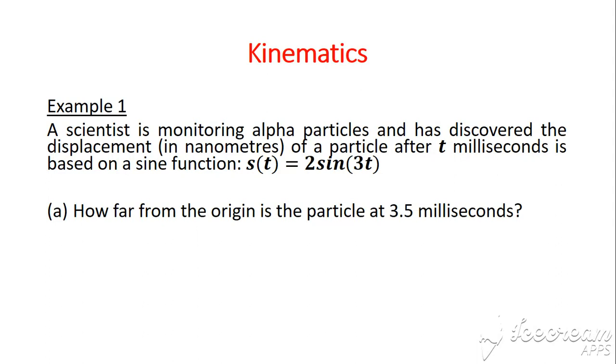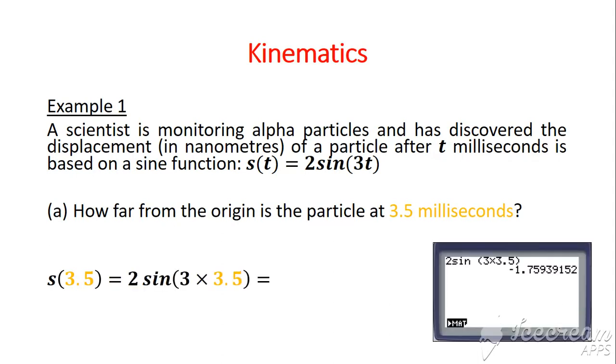Well, we're talking how far, so we're talking distance. So all we need to do is substitute 3.5 into our displacement formula to get 2 times sine bracket 3 times 3.5, and we get negative 1.759 nanometers rounded to 4 significant figures. The negative means we are moving to the left of the origin, and we are 1.759 nanometers to the left.